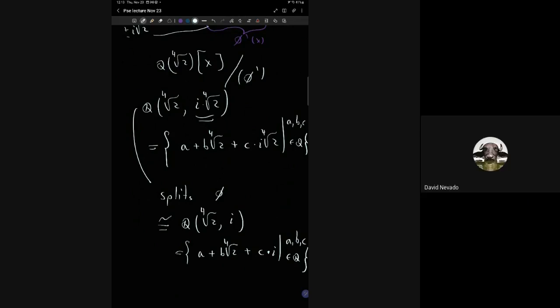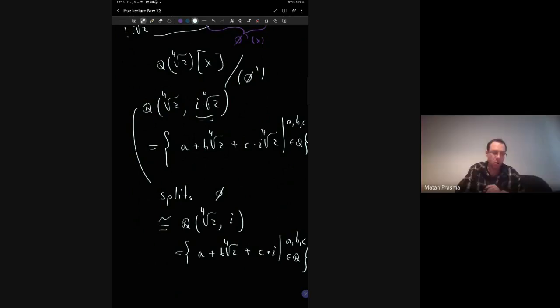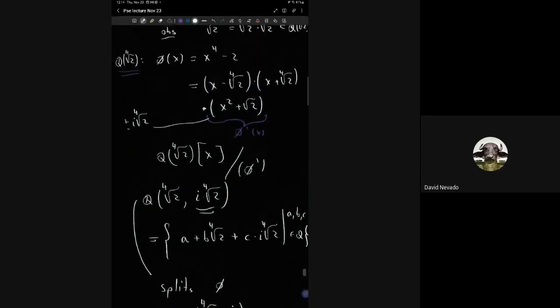Would there be a way to get this field just by adding one extra element? No. Well, sorry. Actually, the answer is yes. But this is another proposition that I don't want to get into. Yeah, there is a way. Okay, thanks.